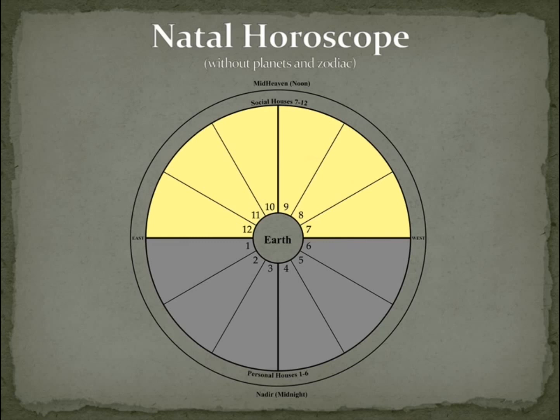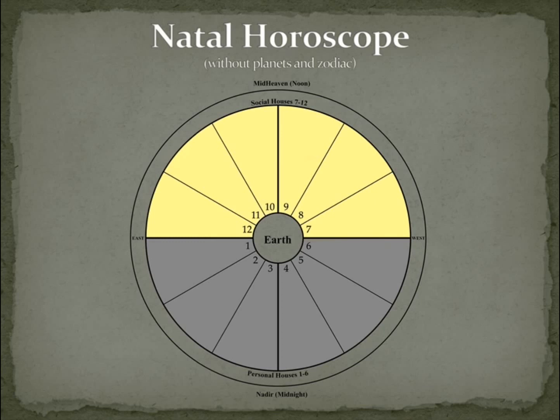The outer band surrounding the Earth is where the 12 signs of the zodiac are placed. They move from east to west as well. These components make up the basic framework of all horoscopes, no matter what zodiac or house system is used.